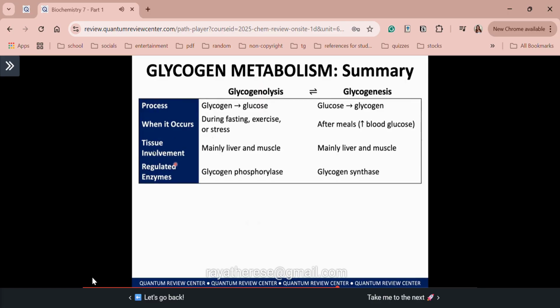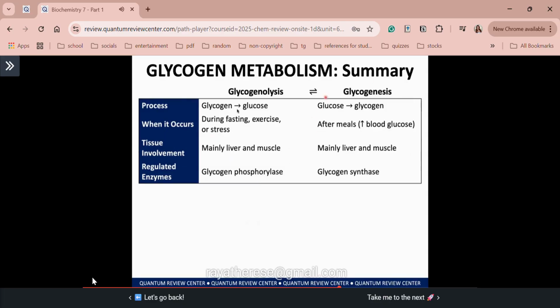Right? So for tissue involvement, the liver and muscle are still the stars. So class, again, in glycogen metabolism, the liver and muscle have a certain amount of glycogen granules. That's why, of course, they are the main characters for our glycogen metabolism discussion. And lastly, I emphasized this earlier, for glycogenolysis, phosphorylase is the regulated enzyme.